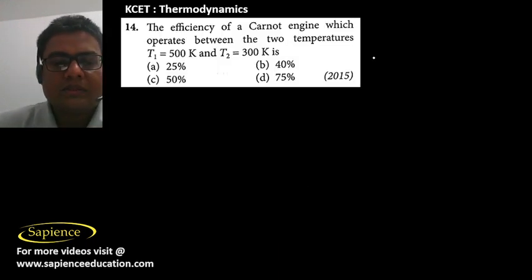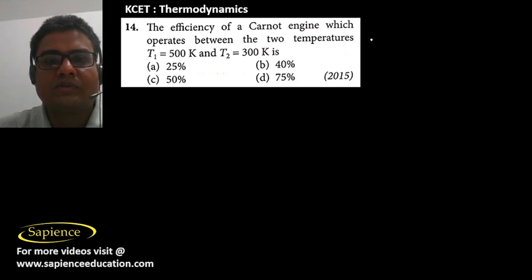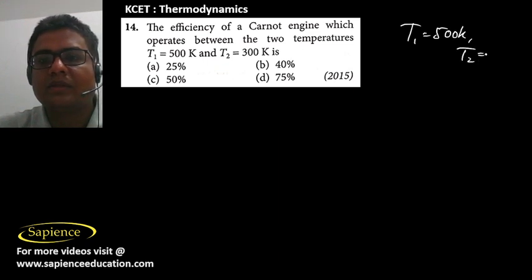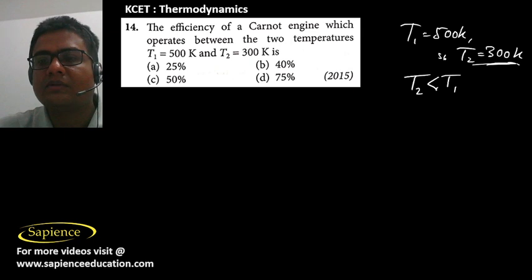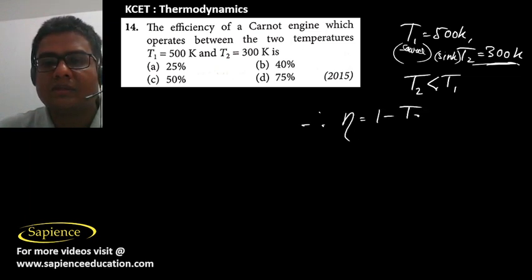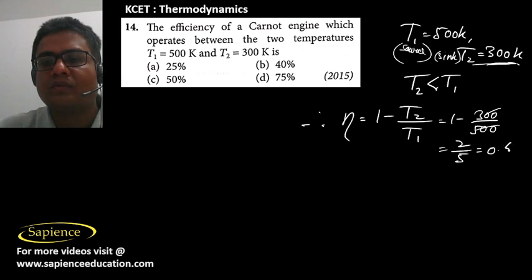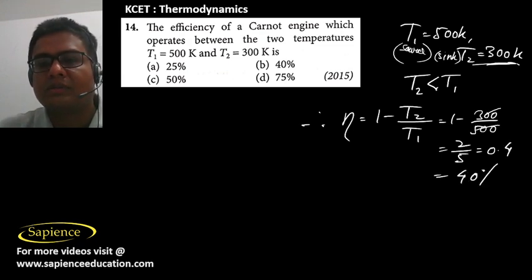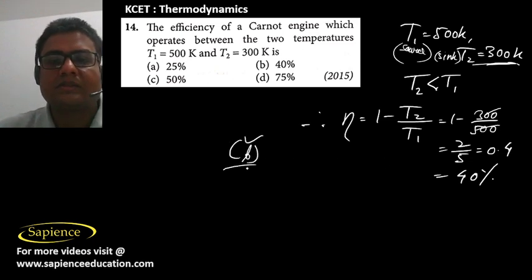Then in question number 14, it is told the efficiency of a Carnot engine which operates in between the two temperatures T1 equal to 500 Kelvin and T2 equal to 300 Kelvin. So 300 Kelvin is the temperature of the sink. So T2 should be obviously less than T1, since the temperature of the sink should be obviously less than the temperature of the source. So therefore the efficiency eta of the Carnot engine would be 1 minus T2 by T1, that is 1 minus 300 by 500, that is 1 minus 3 by 5, that is 2 by 5, which is equal to 0.4. So 0.4 means it is 40%. So option B is the correct answer.